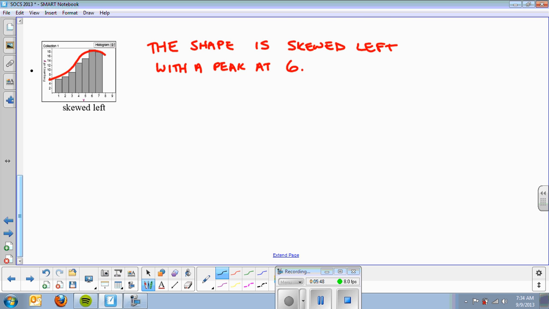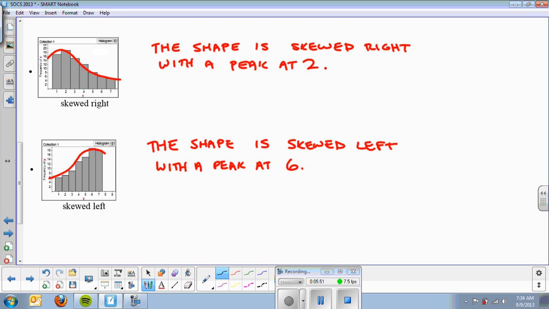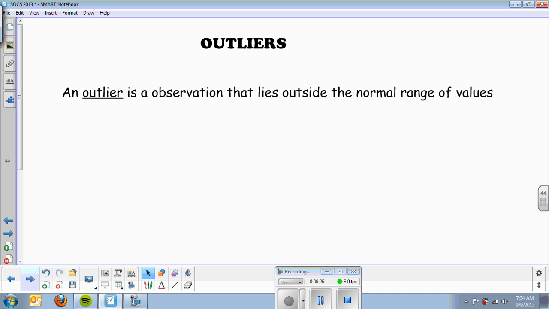Now, these two, skewed left and skewed right, are the ones people get confused the most. So the skew is the tail. Whichever way the tail goes, that's the skew. Now, when answering these, you will always talk about the shape. You say the shape is skewed left. You would say the shape of the graph in this case, and apply the context of the problem. Okay, now let's talk about outliers.